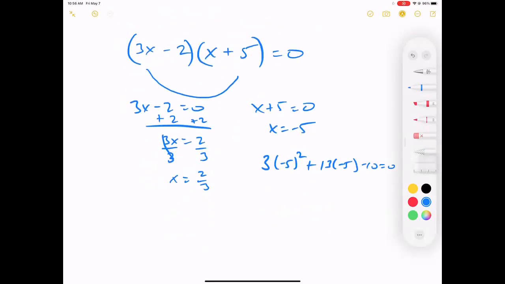Negative 5 squared is 25. 25 times 3 is 75. Okay. 13 times 5. 5 times 10 is 50. 5 times 3 is 15. 50 plus 15 is 65, negative 65. And minus 10. 75 minus 65 is 10. 10 minus 10 is, oh my goodness, we did it. We found the zeros. Okay.